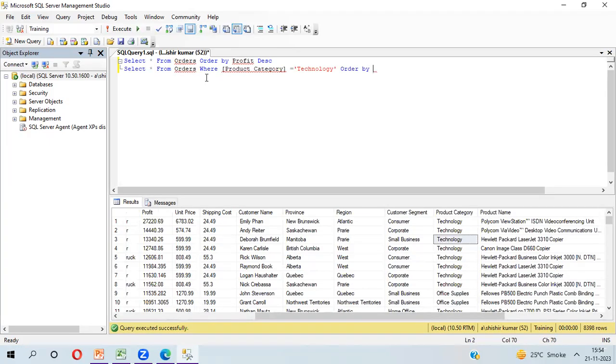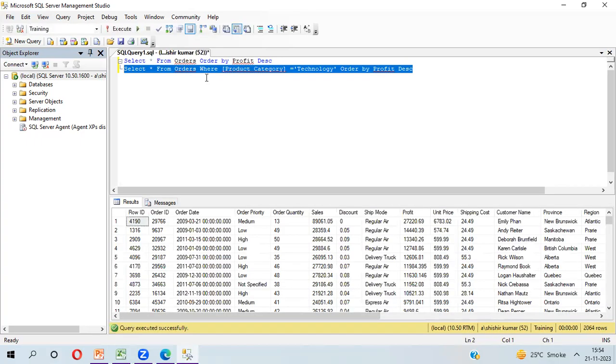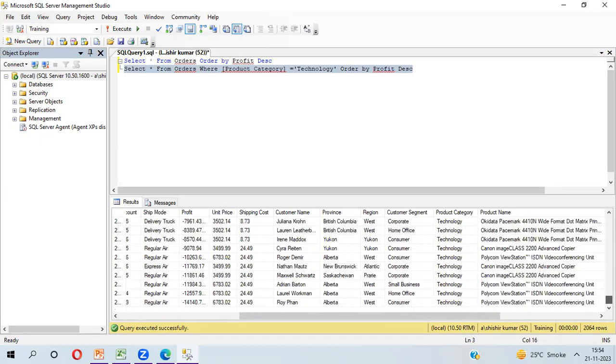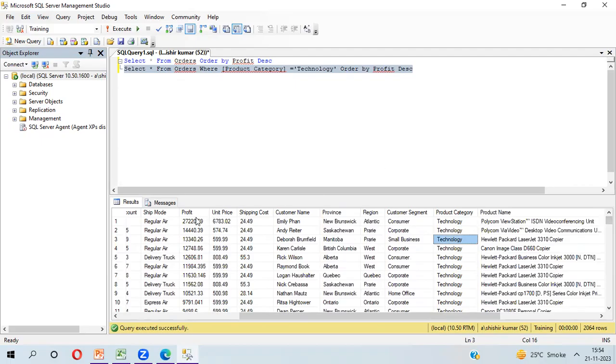order by you have to write here profit column name, then you have to mention DESC descending. Run it. Now your data is for product category technology. So here it's showing only technology data and your profit is in descending order.